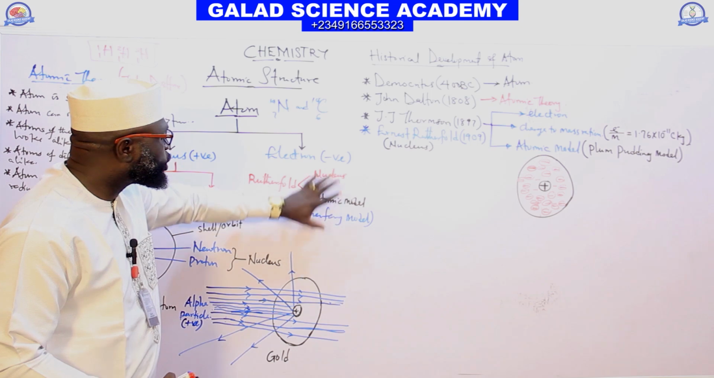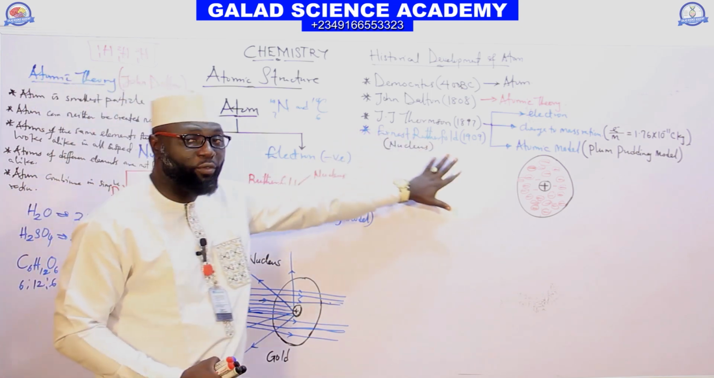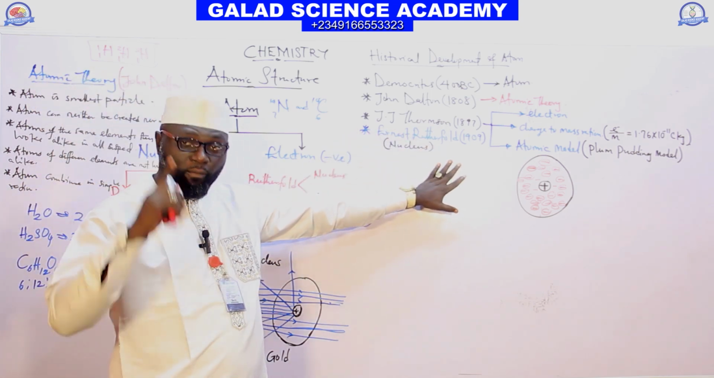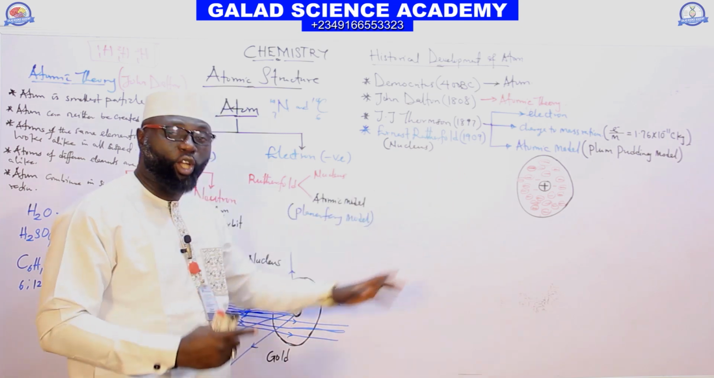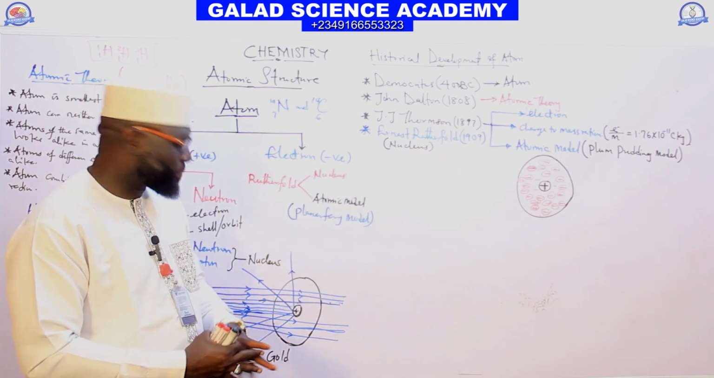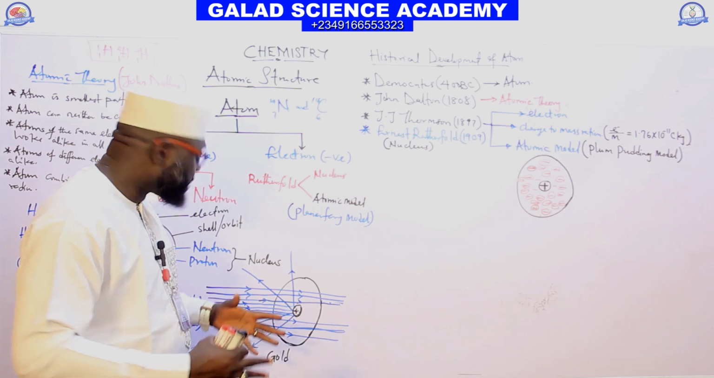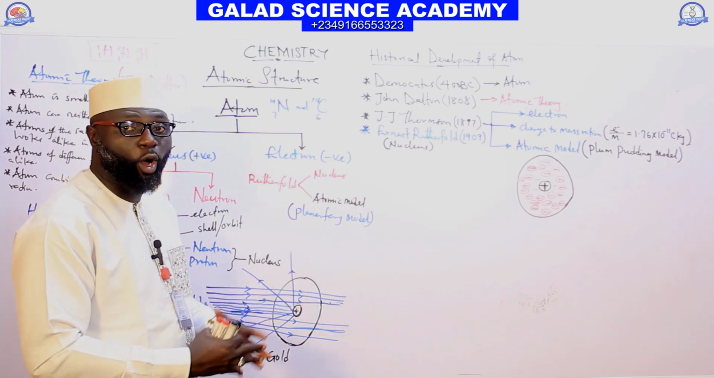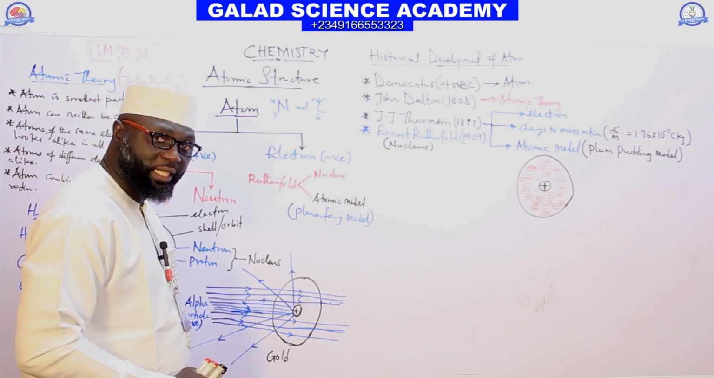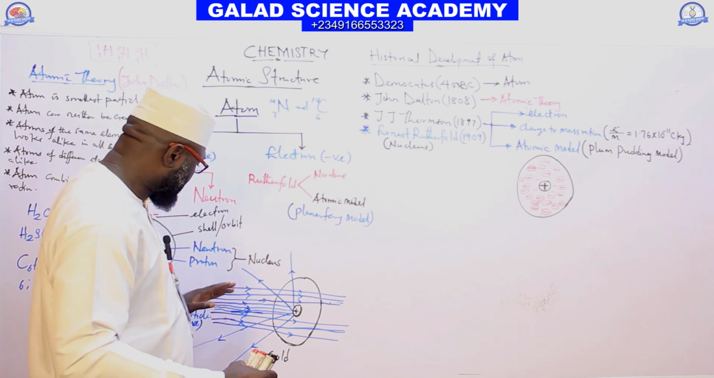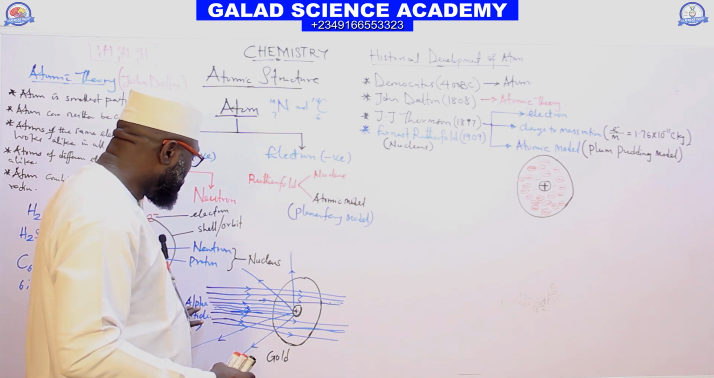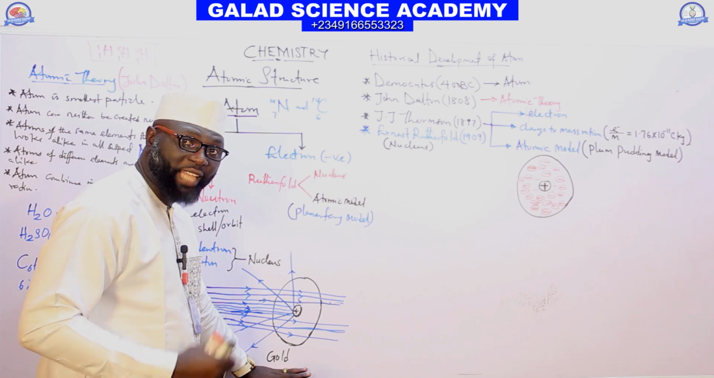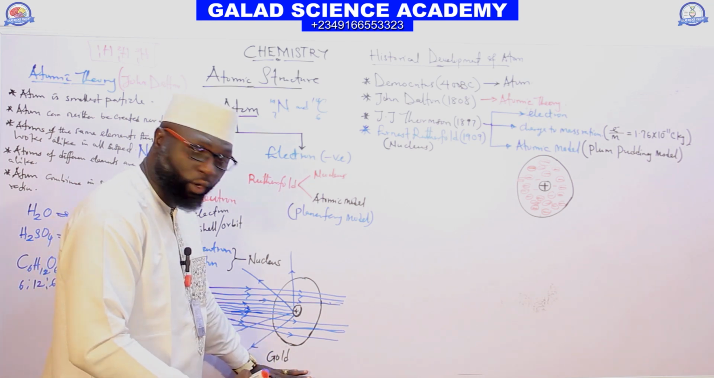So those are the two contributions of Rutherford in atomic development. The first one is the discovery of the nucleus by the alpha scattering experiment, or the gold foil experiment. So he bombarded the gold foil with alpha particles.